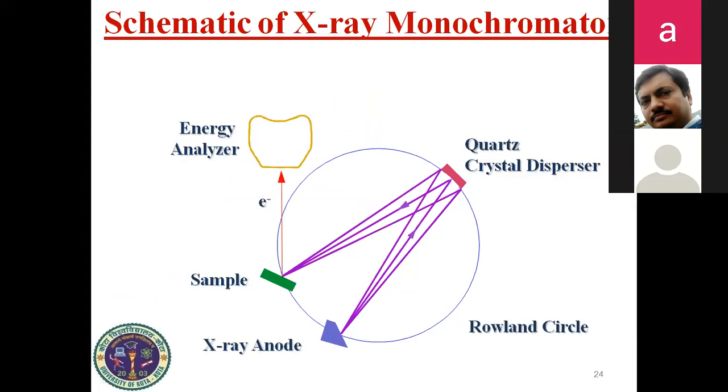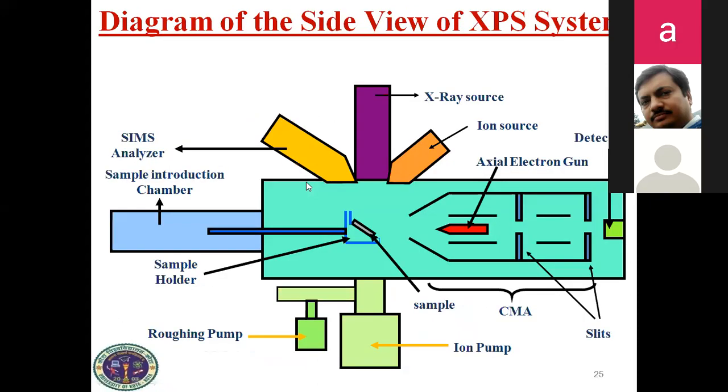So this is the schematic of the X-ray monochromator. All the components of the XPS measurement are mounted on the Rowland circle. You can see the X-ray anode is placed here, and the emitted X-rays are dispersed by the quartz crystal disperser, and then they strike the sample. The emitted photoelectrons are collected by the energy analyzer or detector. In this way, we are measuring the XPS spectrum.